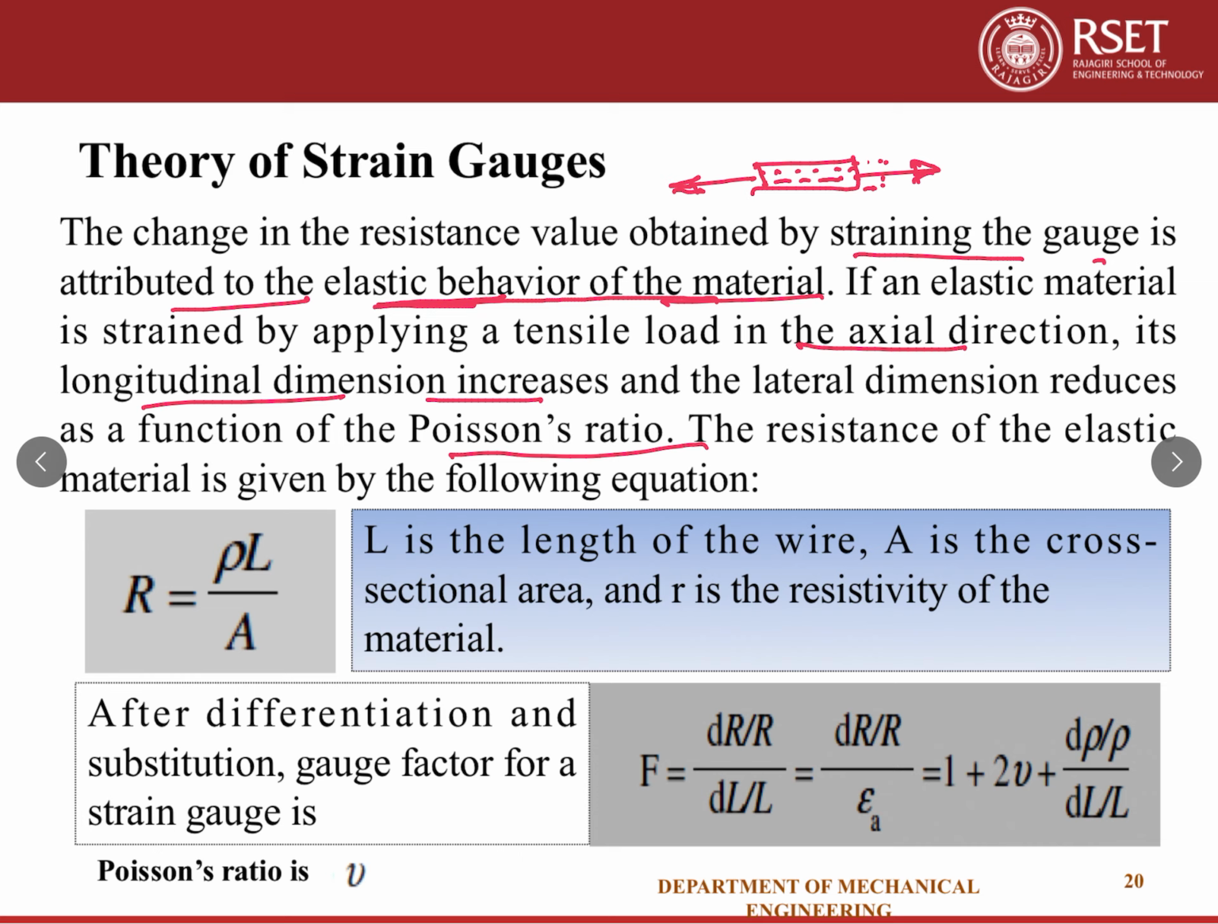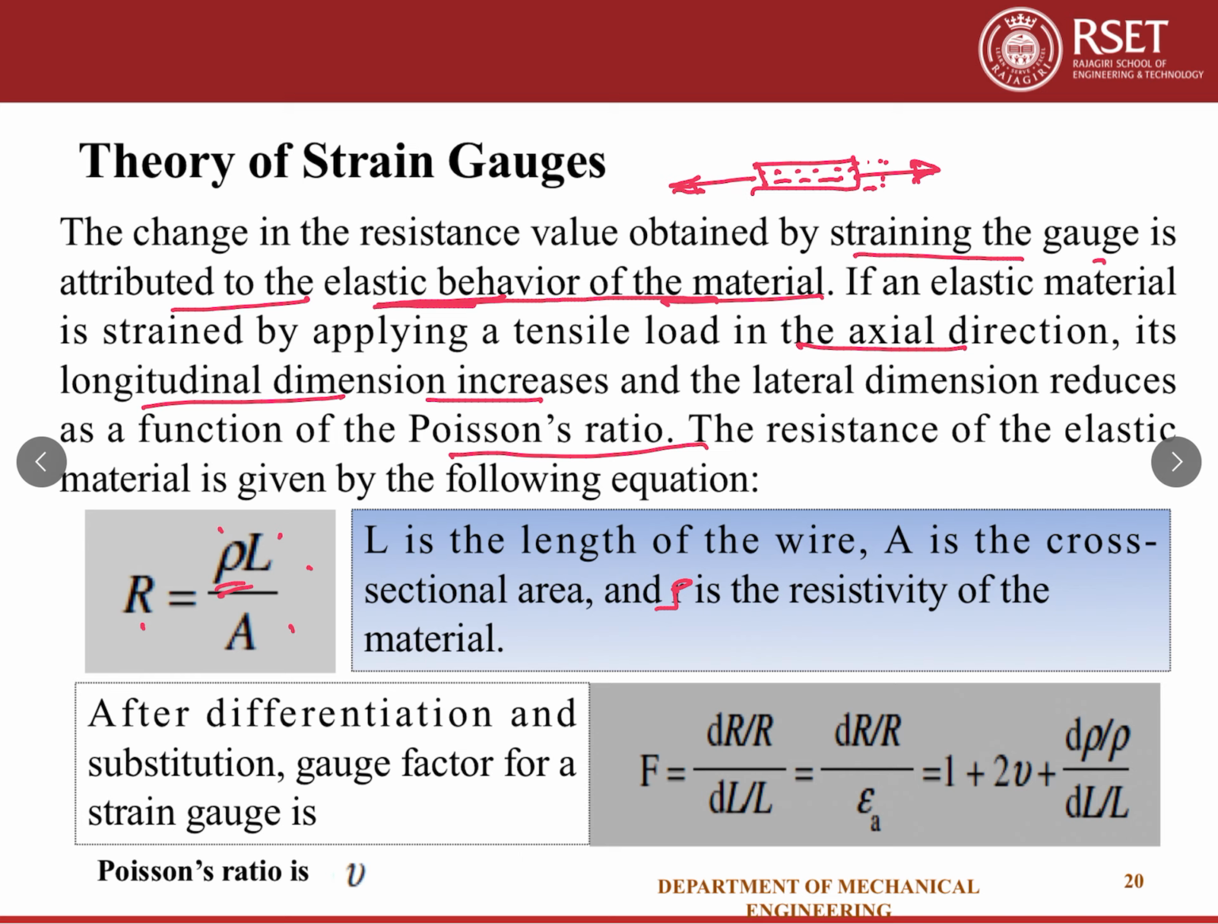The resistance of the elastic material is given by the following equation: R is equal to rho L by A, where R is the resistance, rho is the resistivity, L is the length of the wire, and A is the area of cross section. That is the relation between rho, L and A.